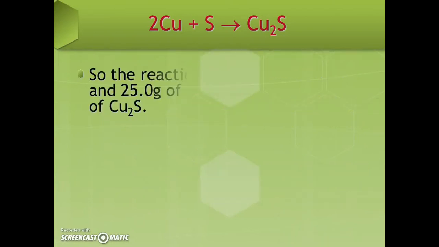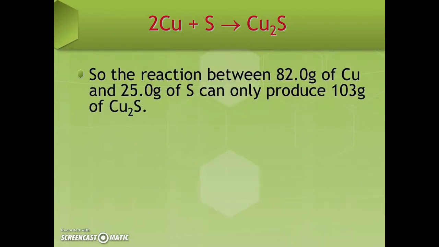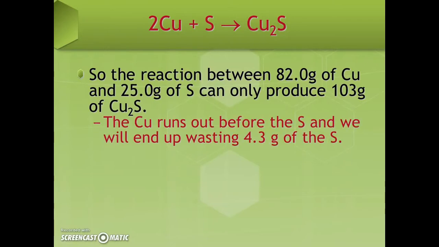And so we can draw our inferences from there. The reaction between 82 grams of copper and 25 grams of sulfur can only produce 103 grams of copper sulfide. The copper will run out, and we'll have 4.3 grams of the sulfur left over.